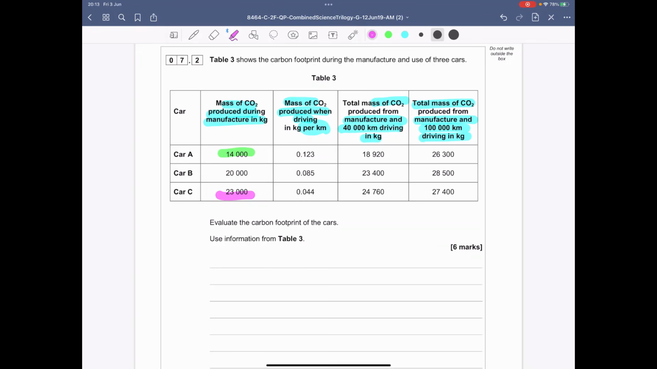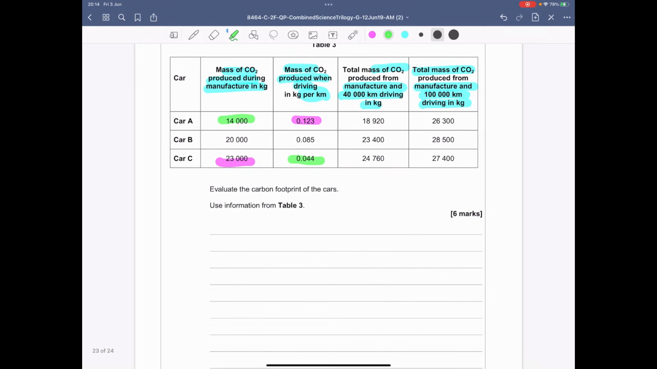But when you look at the mass of CO2 when driving per kilometre, the mass for car A is the highest, whereas the mass for car C is actually the lowest. So although car C has more CO2 when it is being made, per kilometre, when it's actually driving on the road, it's the lowest. So we've got to evaluate the carbon footprint of both of these cars. Basically we need to say which one is best and why, giving advantages and disadvantages of each.